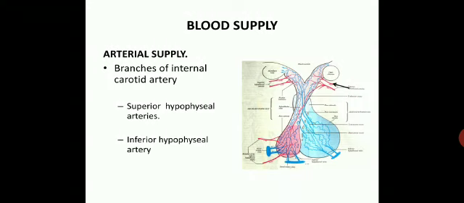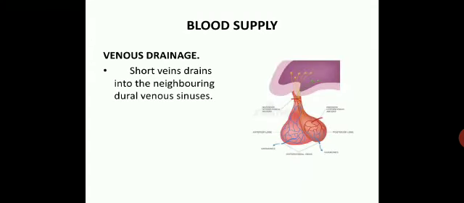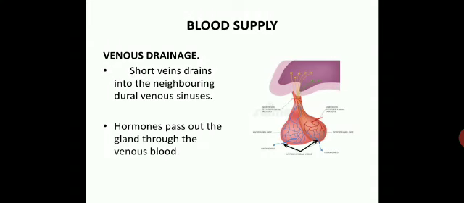The anterior lobe is supplied by the portal vessels arising from the capillary tufts formed by superior hypophyseal arteries. The long portal vessels drain the median eminence and the upper infundibulum and the short portal vessels drain the lower infundibulum. The venous drainage is through the short veins which drain into the neighboring dural venous sinuses. So the hormones pass out of the gland through the venous blood and are carried to the target cells.